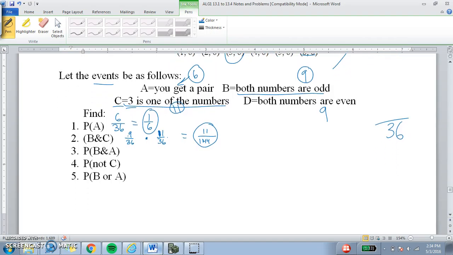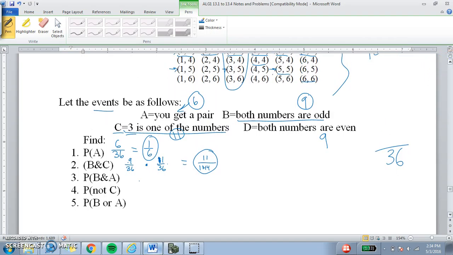All right, probability of B and A. So again, probability of B is 9 out of 36. Probability of A was 6 out of 36. So again, since it's "and," we multiply those together. 9 out of 36 times 6 out of 36. When we multiply it and reduce it, it turns into 1 out of 24.